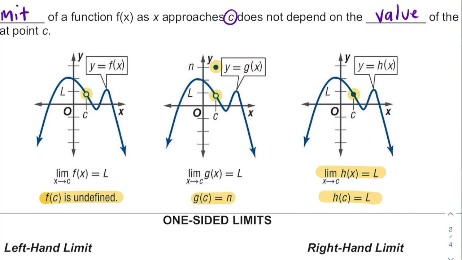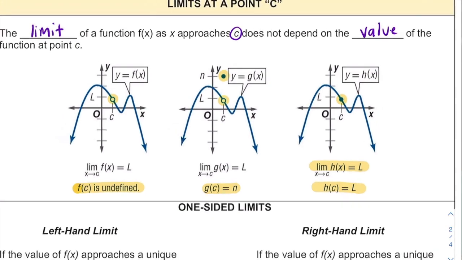So if the graph passes smoothly through the point where you're looking for your limit, hole or not, the limit is going to be the value it passes through at that point. And we'll look at a couple of exceptions.